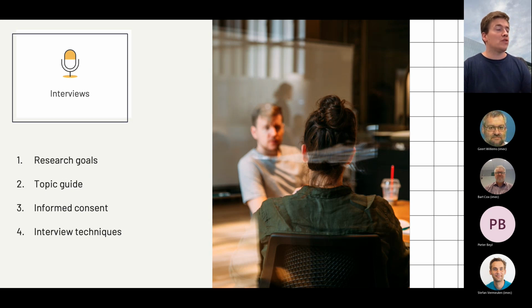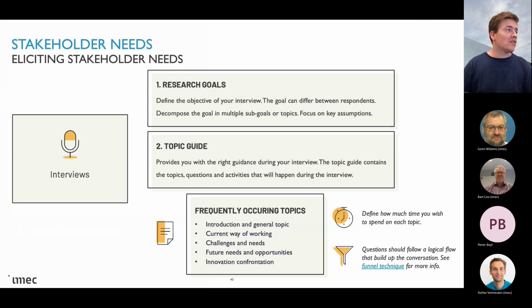Based on those goals, you can create a topic guide. That topic guide will structure the interview, and then you need an informed consent. It's very important these days. And then, of course, you have some interview techniques that you can use to make better interviews. The first two, the goals, are the objectives of the interview, and this can differ depending on the stakeholder you're interviewing. And then we have the topic guide. I think the topic guide is very important because it makes sure that you stay neutral.